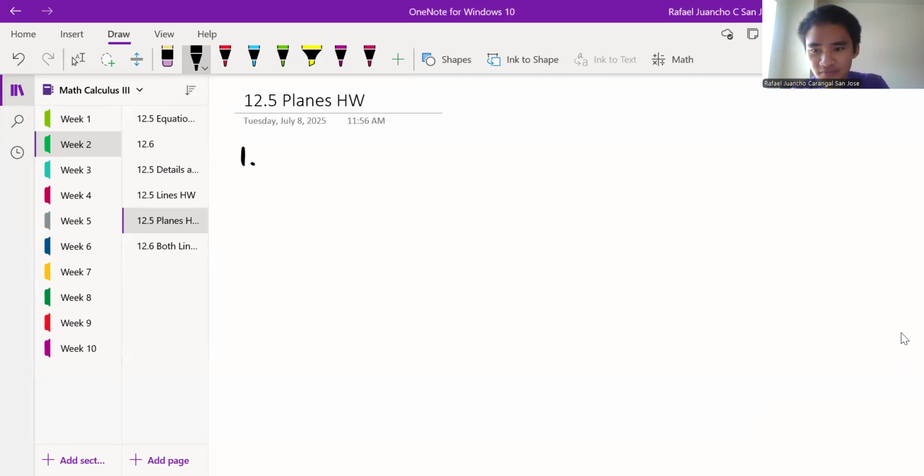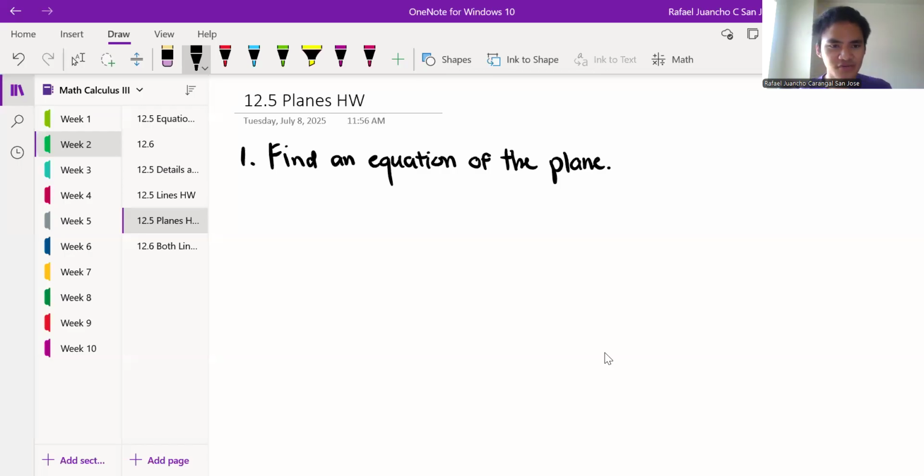Number one tells us to find an equation of a plane. So that's going to be our task. Am I sharing the right screen? Okay. So we want to find an equation of the plane.